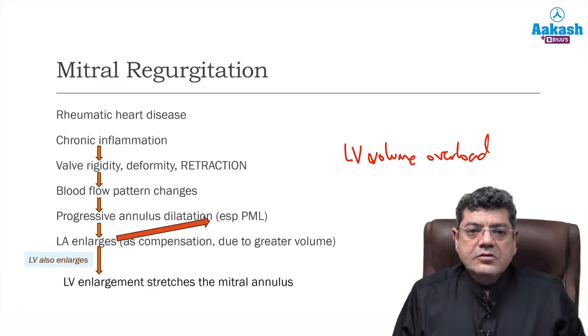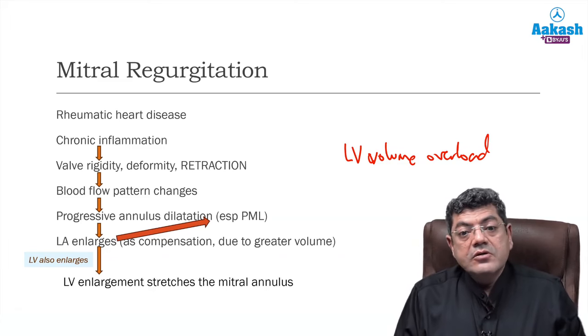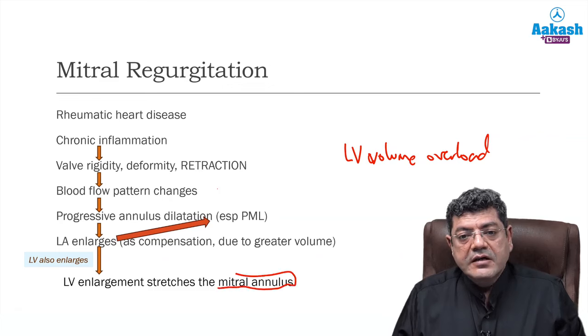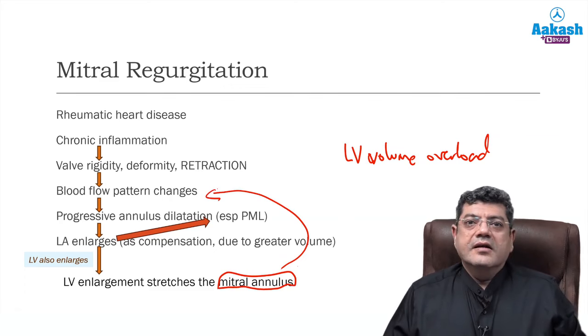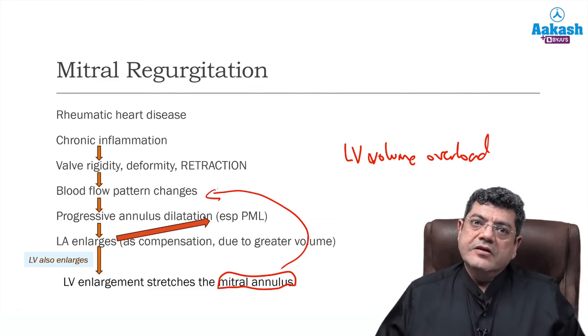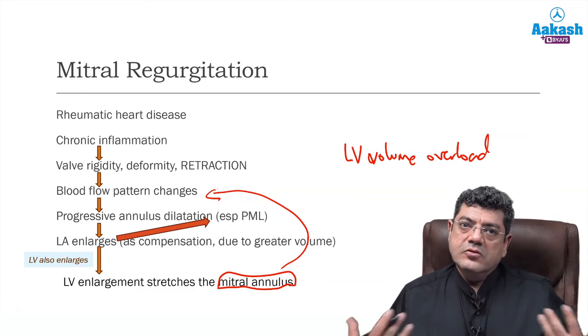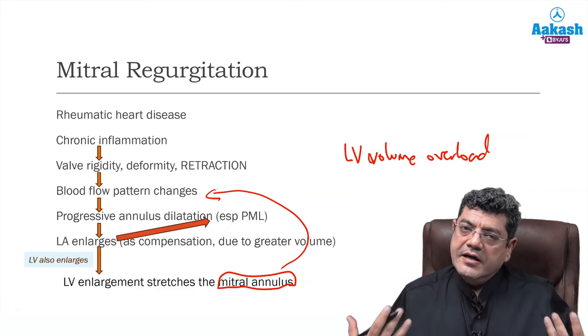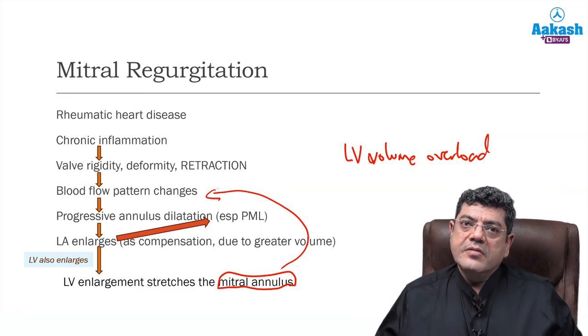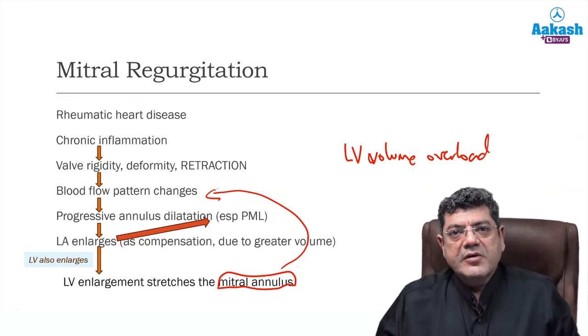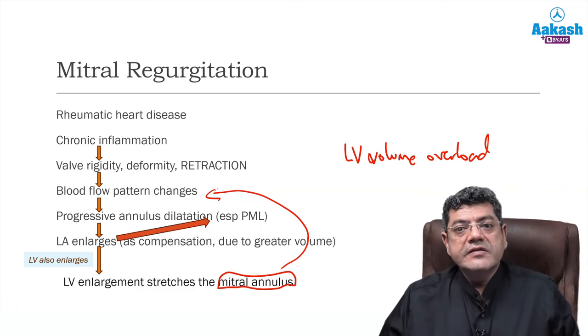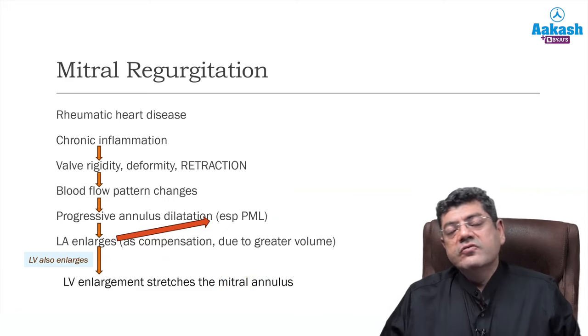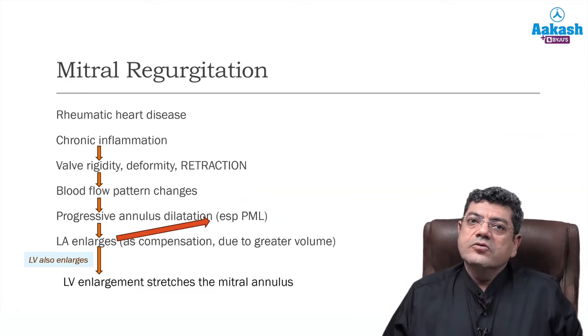The LV enlargement also further stretches the mitral annulus, correct? And therefore we go back to more MR, and that allows more left ventricular volume overload, more left ventricular enlargement, and more annular stretching. So MR again begets MR. The positive vicious cycle of chronic severe MR continues even if there are no further episodes of acute rheumatic fever.